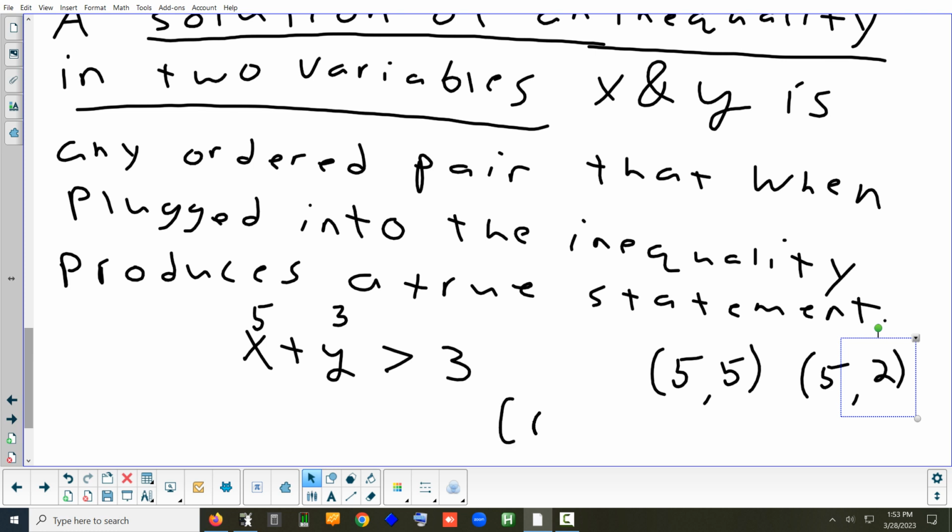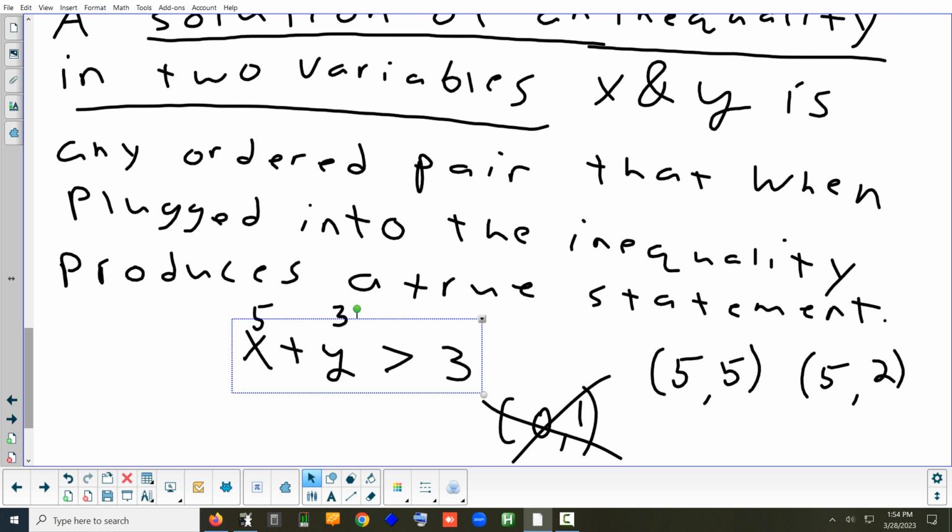Here's one that doesn't work: 0, 1. In the point 0, 1, what's the 0? What letter? Yeah, that's my X. And Cadence, the 1 is my Y. X is 0, Y is 1. What's 0 plus 1? Yeah, that gives me 1. Is 1 bigger than 3? No. So this is a point that doesn't work.